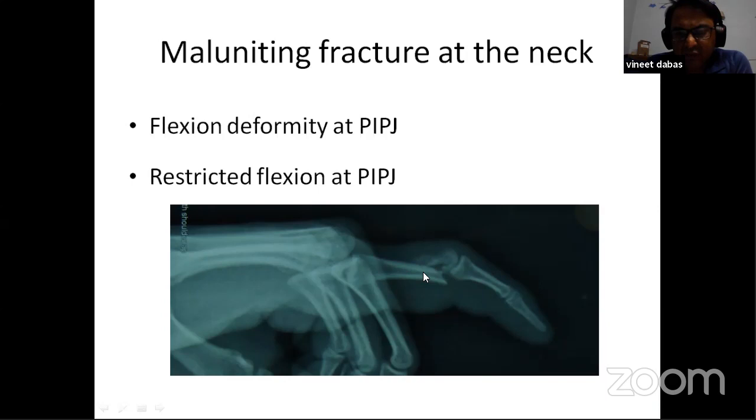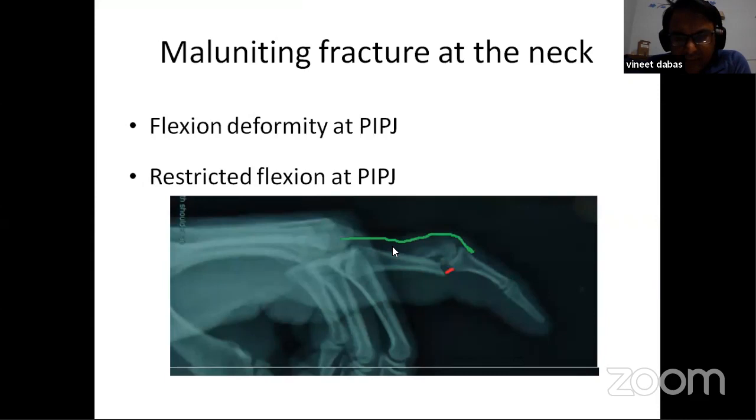Now, this patient has a problem on both sides, flexion and extension. The extensor tendon being slack again causes a flexion deformity in the PIP joint. And further flexion is stopped by this bony ridge.